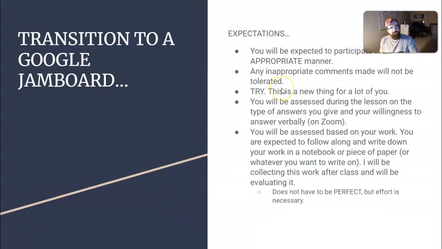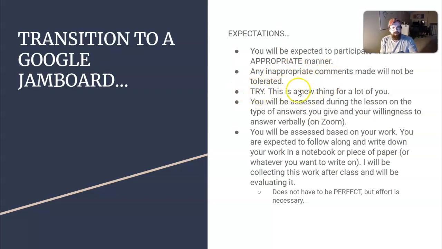Okay, so again, expectations that I would give to students. We're going to transition to a Google Jamboard. You are expected, and not only expected, assessed on participation. If I am not seeing a lot of participation, I would give some kind of participation grade, and if I don't see the participation, that will dock points. We're also going to be commenting using the Jamboard, so any inappropriate comments will not be tolerated.